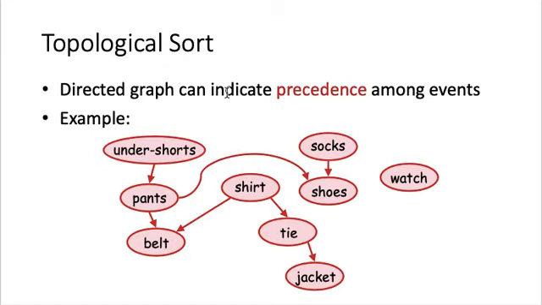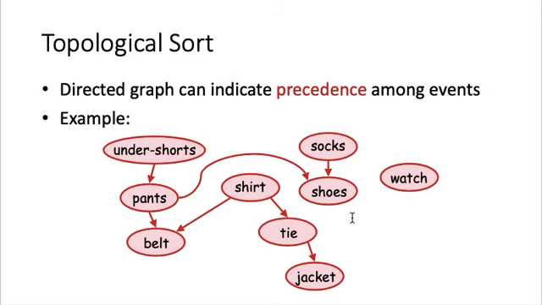Sometimes a directed graph can be used to indicate precedence among several events. Precedence means that several things have to be done before some other things. For instance, this is an example of how we wear our clothes. There are some tasks that we need to do. For instance, we want to wear a shirt, pants, undershorts, a belt, and so on and so forth.